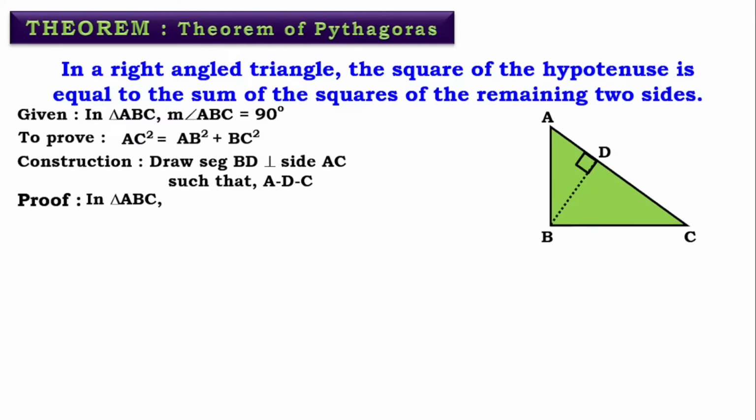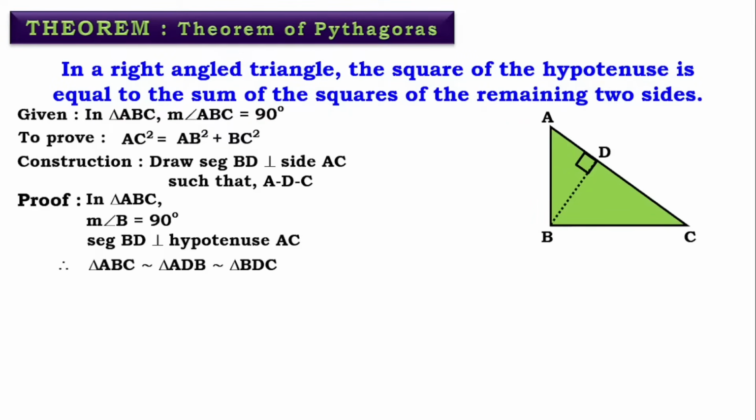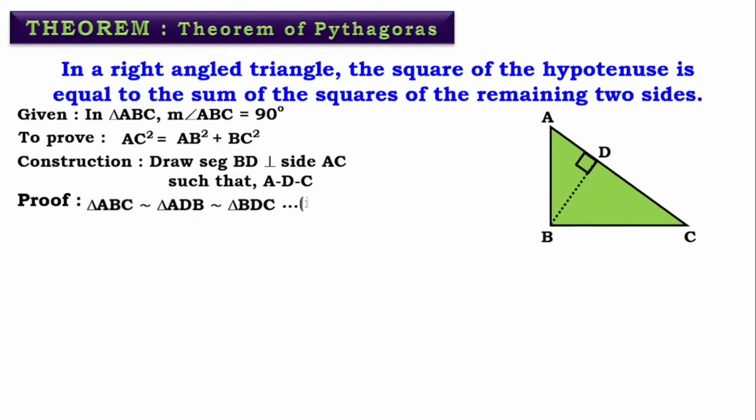Proof. So this is the very important part of the theorem where I would be proving that AC square is equal to AB square plus BC square. So in triangle ABC, measure angle B is equal to 90 degree. Yes. Segment BD is perpendicular to hypotenuse AC. Yes. Therefore, triangle ABC is similar to triangle ADB is similar to triangle BDC. And what is the reason? Similarity in right angle triangle. So I would be using similarity in right angle triangle for proving this. And that is my equation number 1.